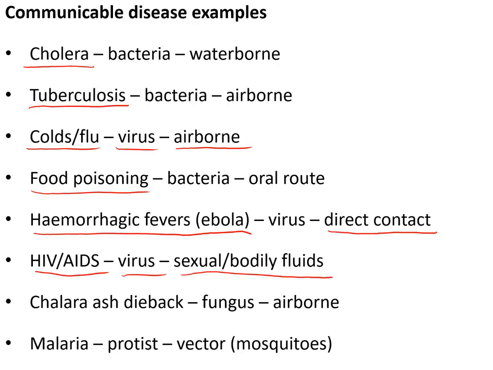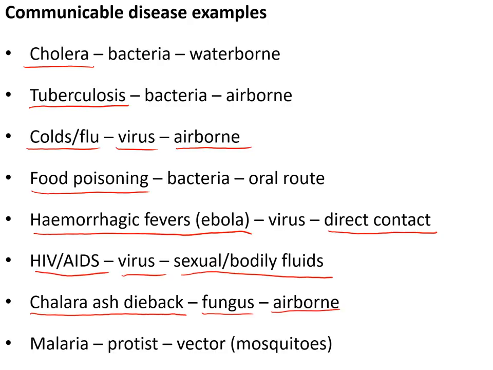An example of a disease in trees is called chalara ash dieback, which causes the leaves of ash trees to wilt, and it will kill the tree within about a year and a half, 2 years. It's spread by a fungus and it is airborne, which makes it really difficult to control because you cannot stop the fungal spores from spreading from tree to tree.